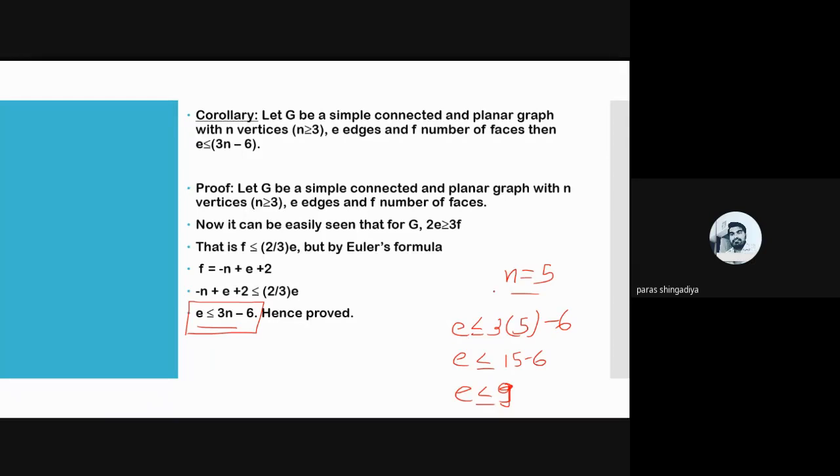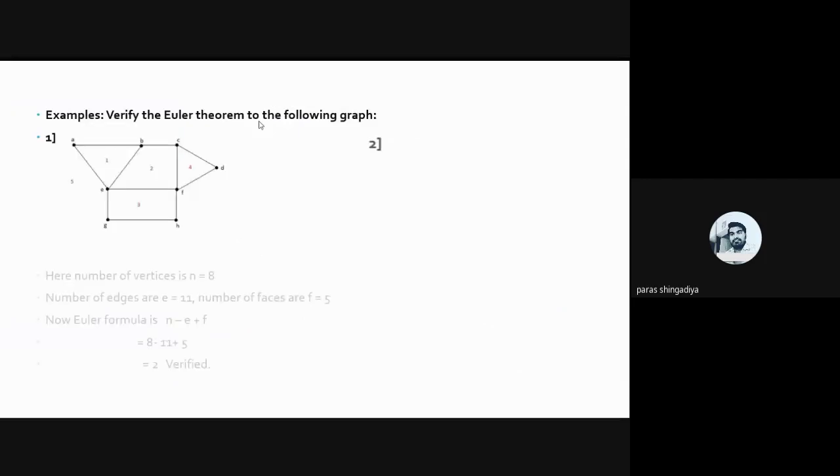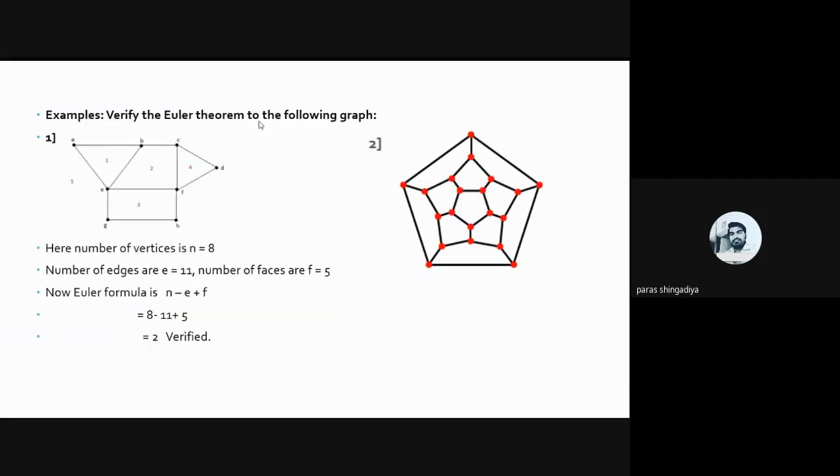Up to 9 edges means if we take 10 edges, suppose I take 10 edges, then this graph will not be planar as well as not simple. So that is the meaning of this formula. And after that we derived some examples of how we can verify the Euler formula.